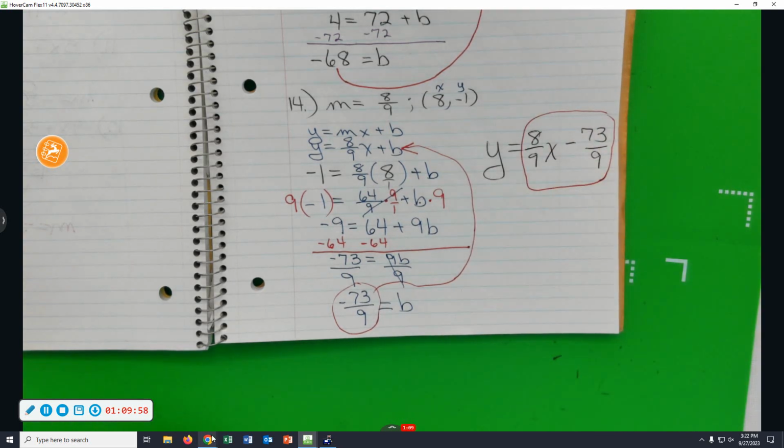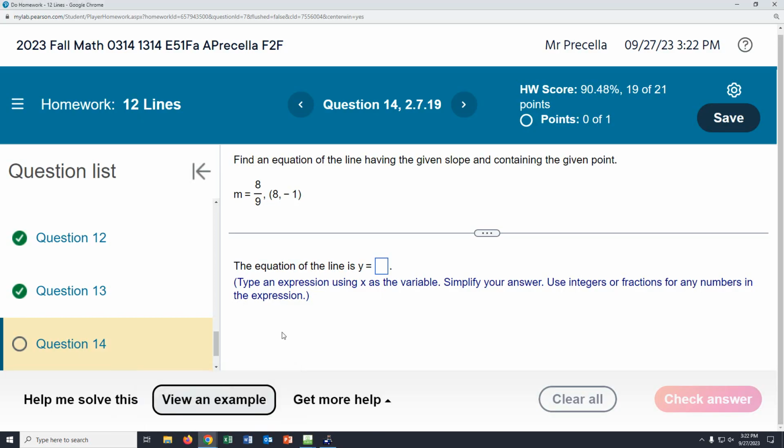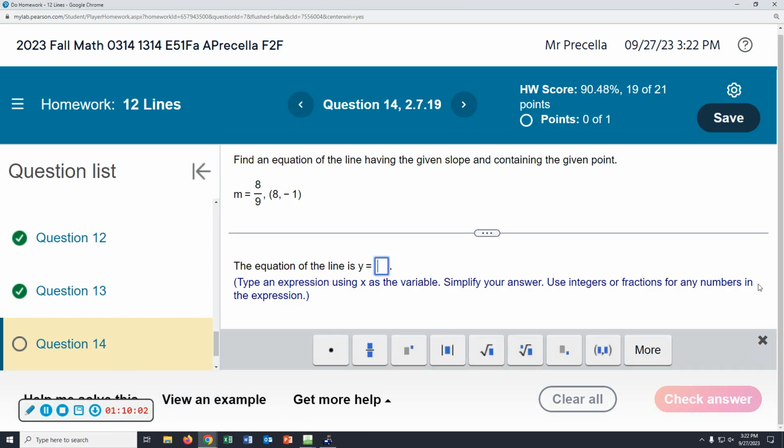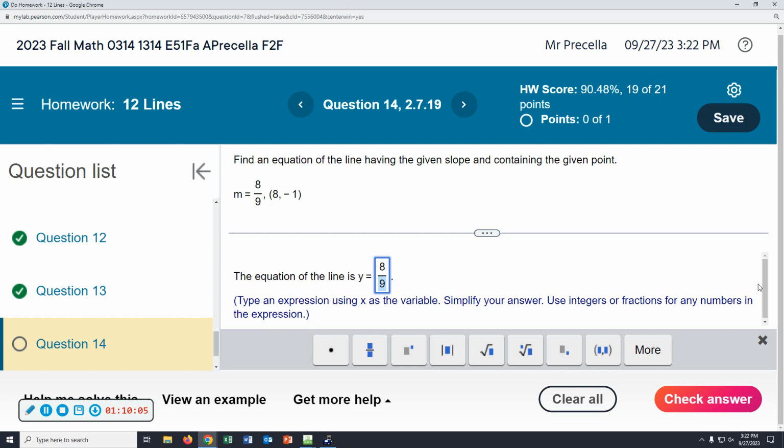Because it already says y equals, 8/9. I don't want to put the x down there. It'll count it wrong. And it is wrong. I'll hit the right arrow, x, and then what was it? Minus 73/9.